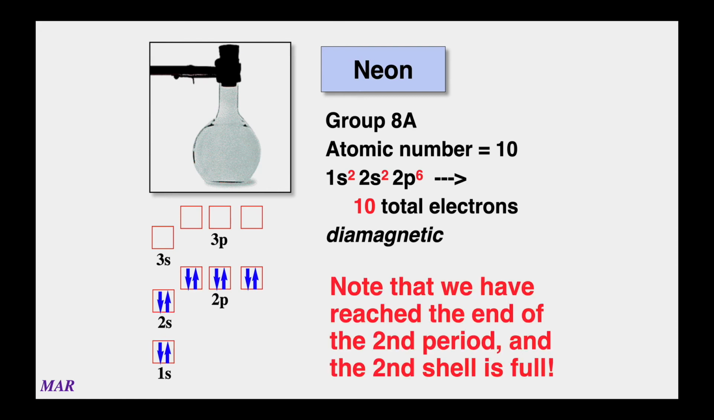We've reached the end of the second period. The second shell is totally filled. And all of the elements in group 8A, we're going to see, and this includes helium too, by the way, have diamagnetic shells. There's no more room left. Notice too that most of the atoms we've seen have been paramagnetic. So if you have to guess if an atom is paramagnetic or diamagnetic, you should probably guess paramagnetic. The ones on the ends of the shells, like neon here or beryllium, are going to be diamagnetic, but most of them are paramagnetic, at least in their raw form.